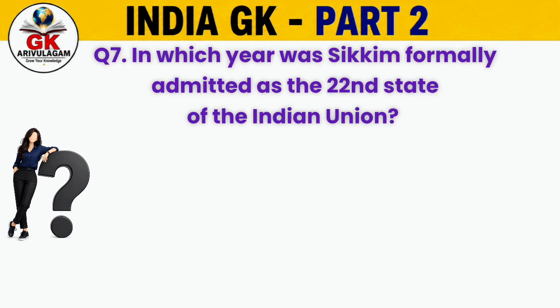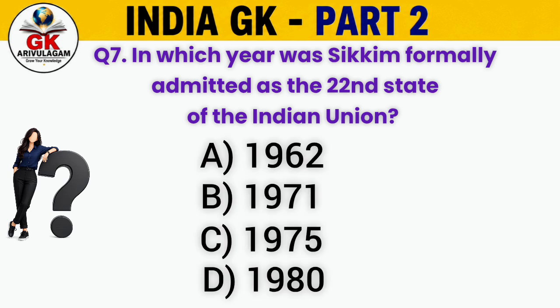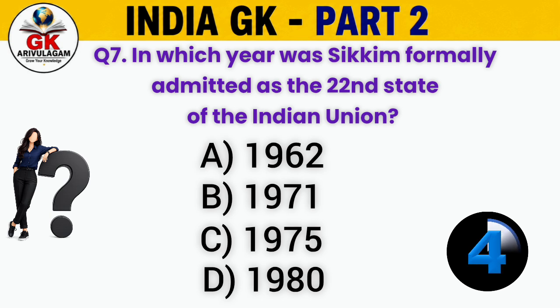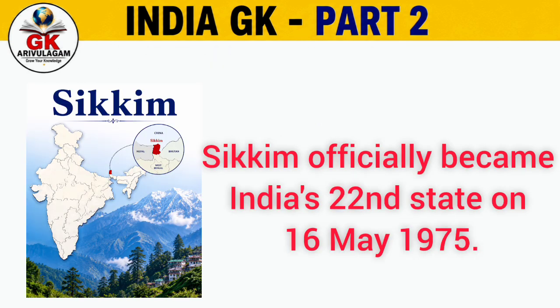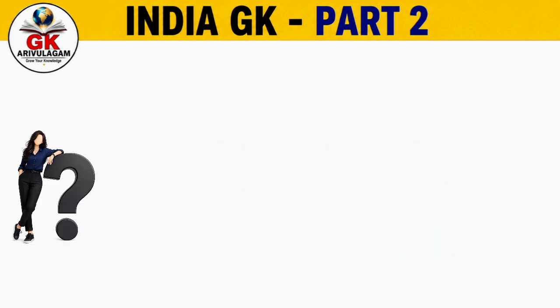In which year was Sikkim formally admitted as the 22nd state of the Indian Union? Answer: 1975. Sikkim officially became India's 22nd state on 16th May 1975.